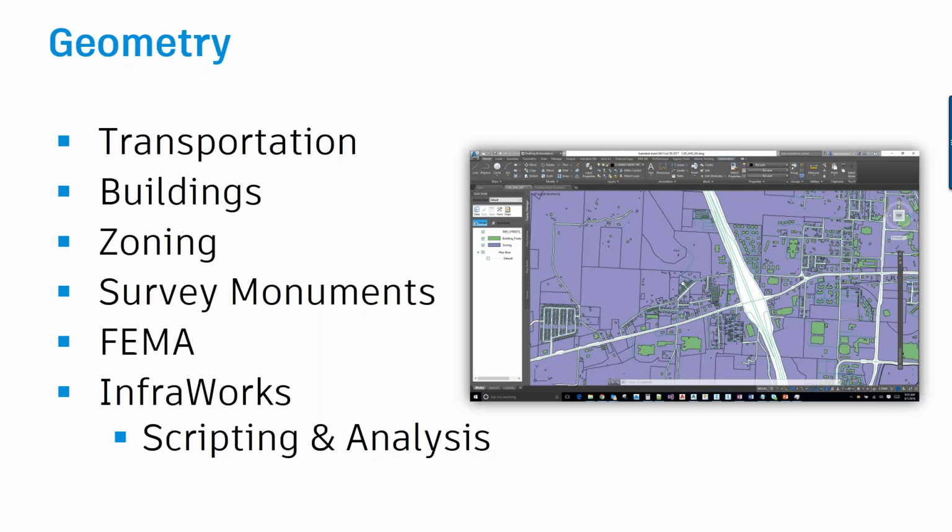All right, so the next thing, this is kind of starting to get into the heart of everything here. We've got all of the different geometry data. So I'm going to show you how to attach a bunch of different types. Got transportation, some buildings, zoning, survey monuments, and then additional FEMA data. Then in InfraWorks, I'm going to show you how to do some scripting and analysis with all of that. So that's where we're going to end up.